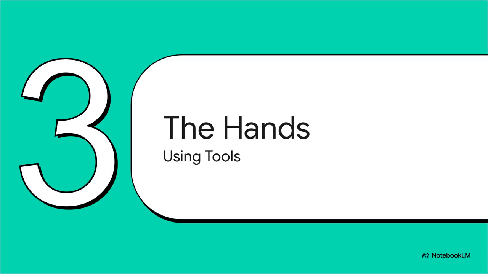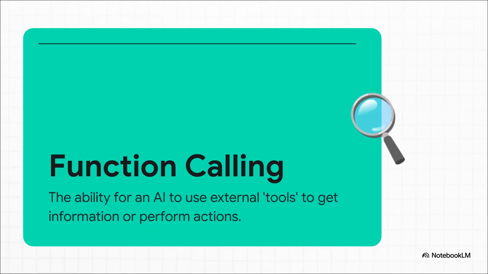So, we have a brain and we have a skeleton. But what if we want our chatbot to actually do things? Interact with the real world. For that, it needs hands. And this is where one of the most powerful features of modern AI comes into play. This incredible ability is called function calling.